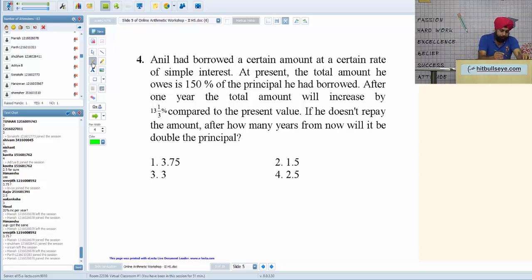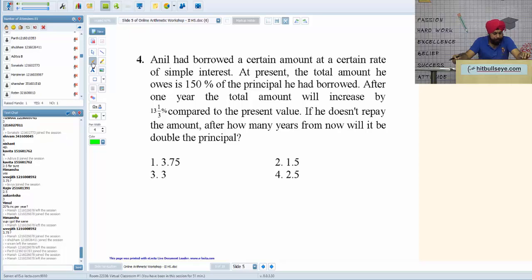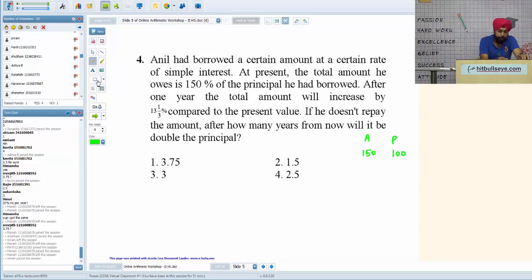Question just states that at present the total amount he owes is 150% of the principal he had borrowed. So students, if I say principal is 100, so that means amount comes out to be 150. It is 50% more. Now then it just states that after 1 year the total amount will increase by 13 1/3% compared to the present value.